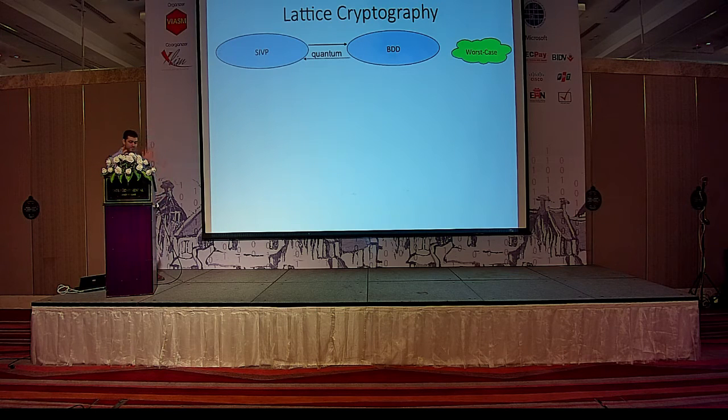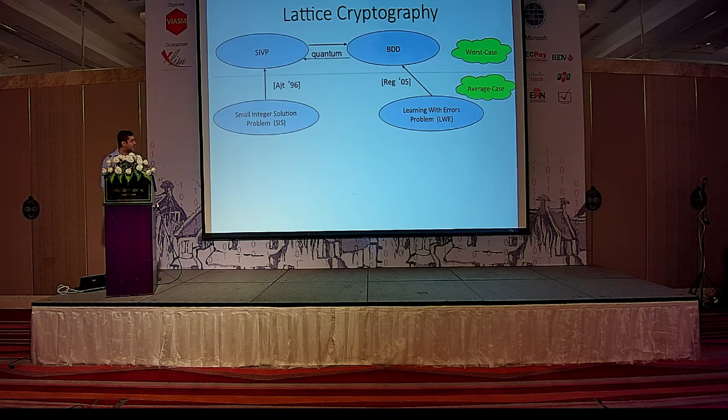So these are the two main worst-case problems in lattice cryptography. And the nice results were that Ajtai defined the small integer solution problem, SIS, in '96, and he showed that if you can solve this average-case problem, then you can actually solve SIVP. In terms of efficiency, this wasn't really any good at this point, but it really got the ball rolling, and got us to our current state, which is quite good.